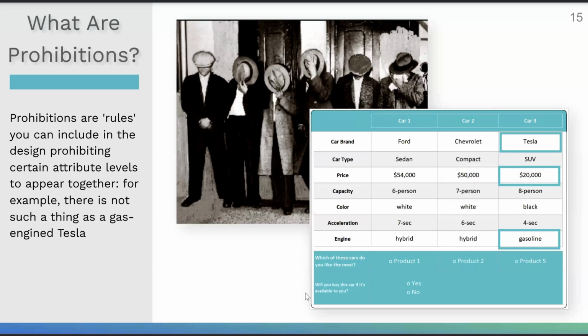Oftentimes you may need to push back to the client and say, listen, I understand that this doesn't exist in the real world right now, but what if it were to exist? Can we set something up where we allow the model to learn? And at the back end, when we create the market simulation, we can say, well, this doesn't exist in the real world, so let's not set up the simulator that way. But in the choice task, when the model is learning, be very careful. The more prohibitions you have, the worse your model will be.